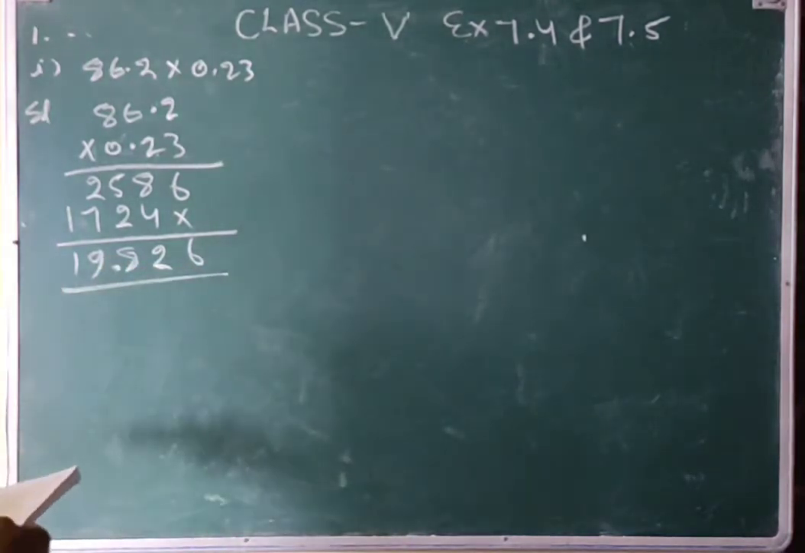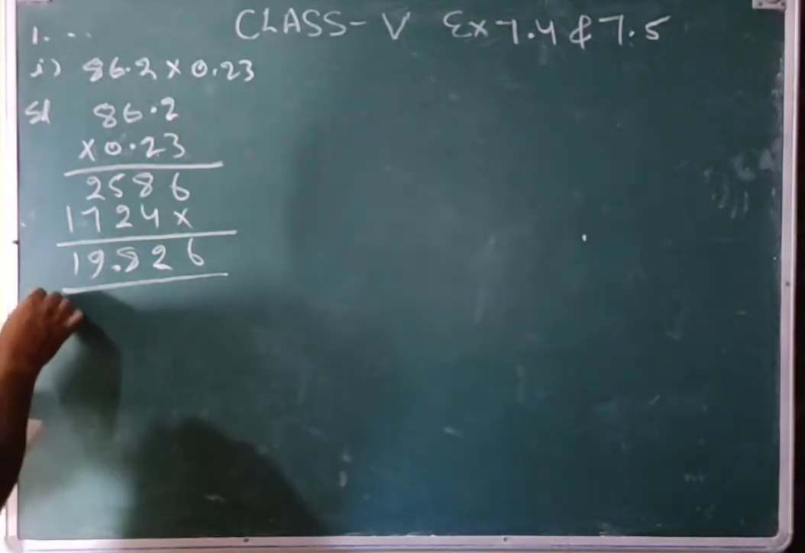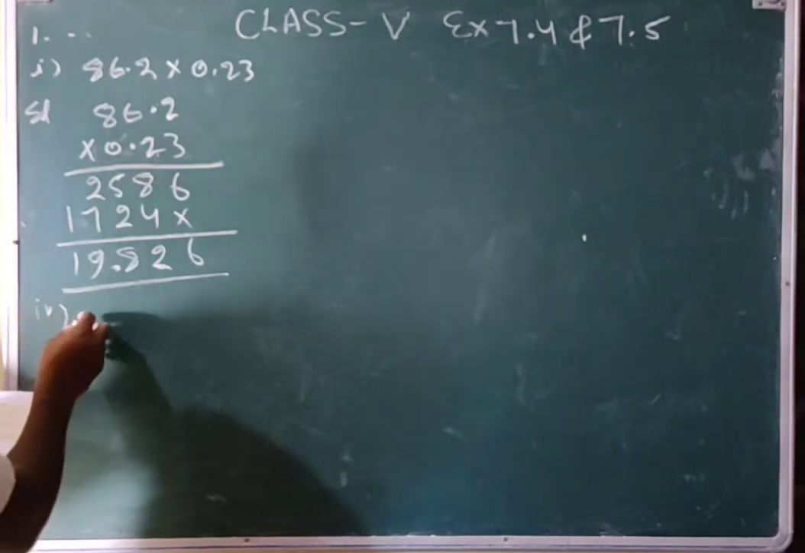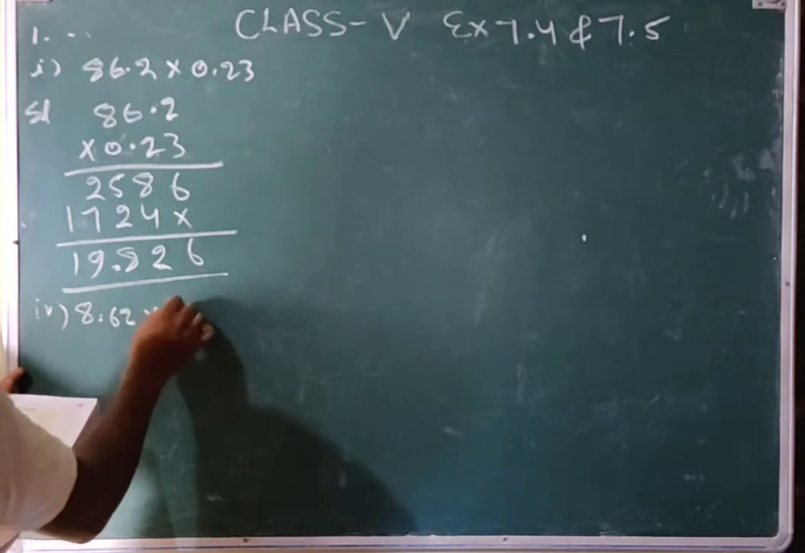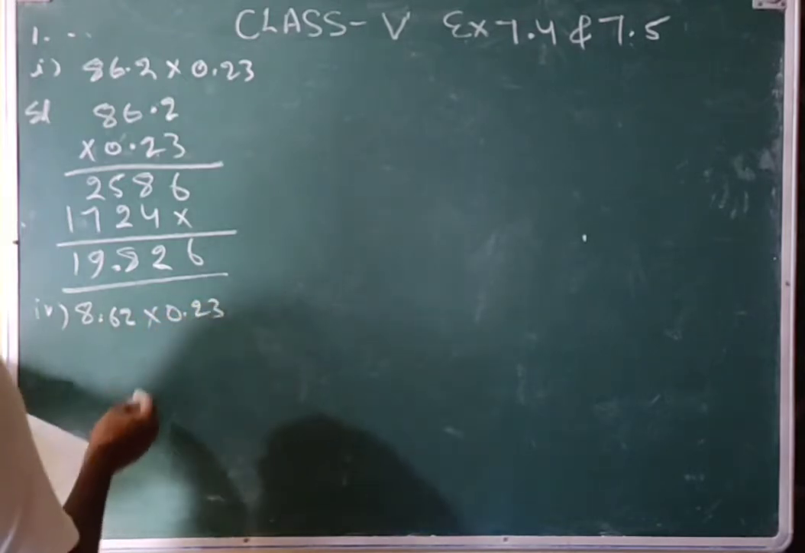And then second one, you can do. Third part, fourth part. See that fourth part, 8.62 multiply 0.23.